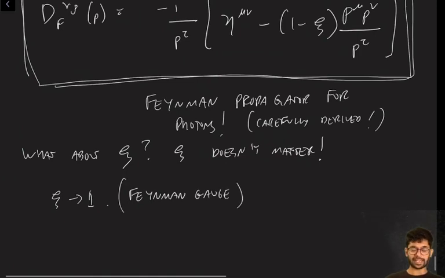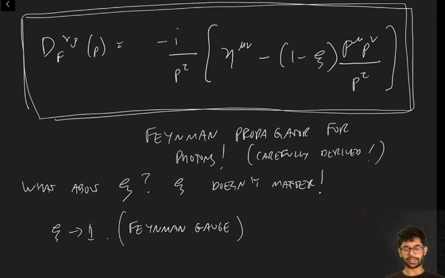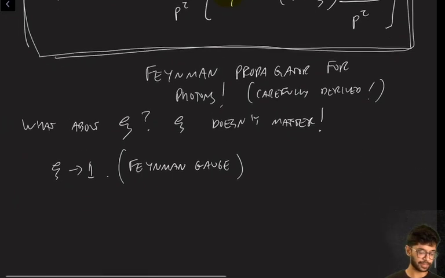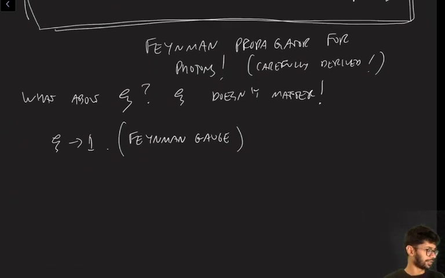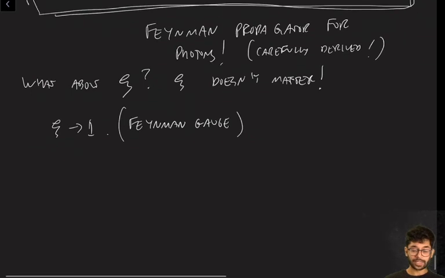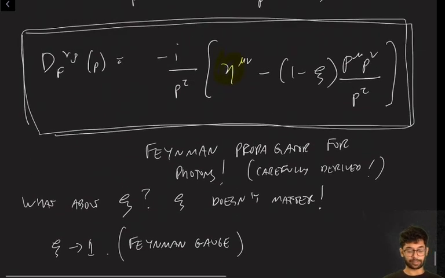Okay? And that's nice because if you set zeta equal to 1, then this whole term from the propagator just goes away completely. You just have this term left over. Okay? But your answer must be independent of zeta. Okay, so that's it. This is the Feynman propagator.